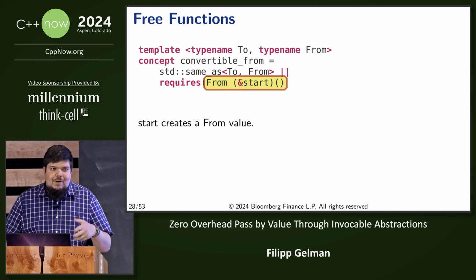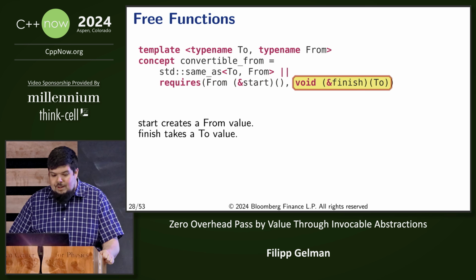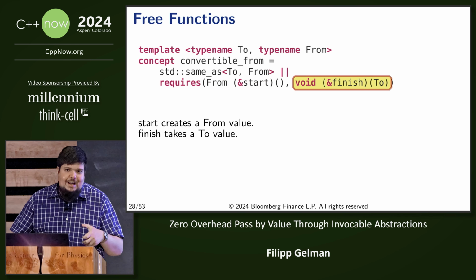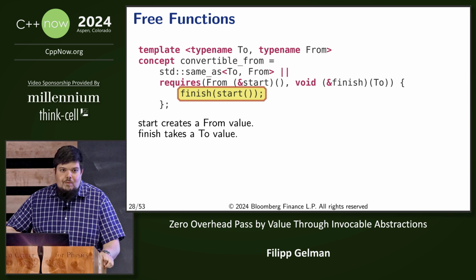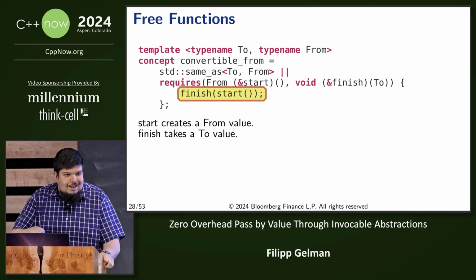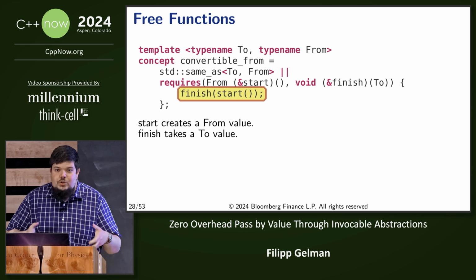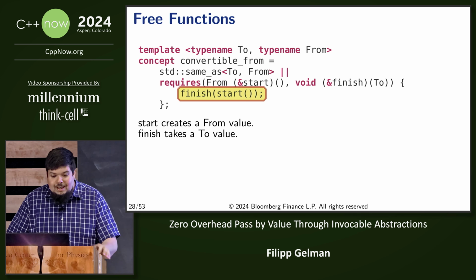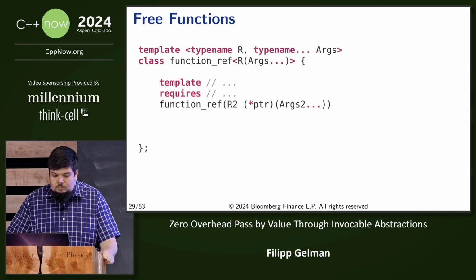Let's conjure up a reference to function that returns my starting thing by value, and a reference to function that takes my ending thing by value. And if I can call the latter function with the former function's result, see, this is essentially what we want to do. Just pass it through without any copies or moves or forwarding, none of that. And if this were to work, then our constraint is satisfied.